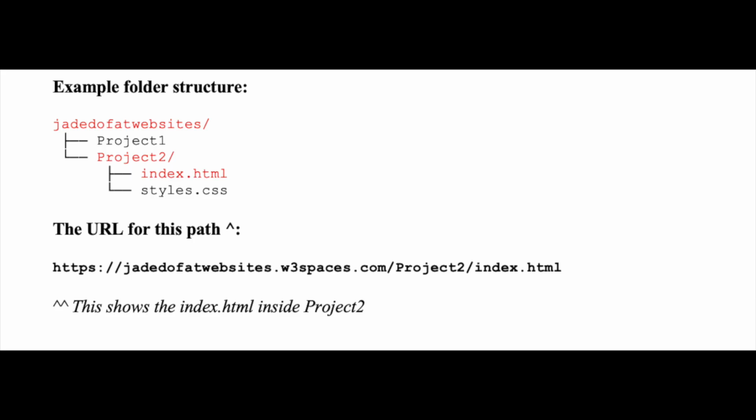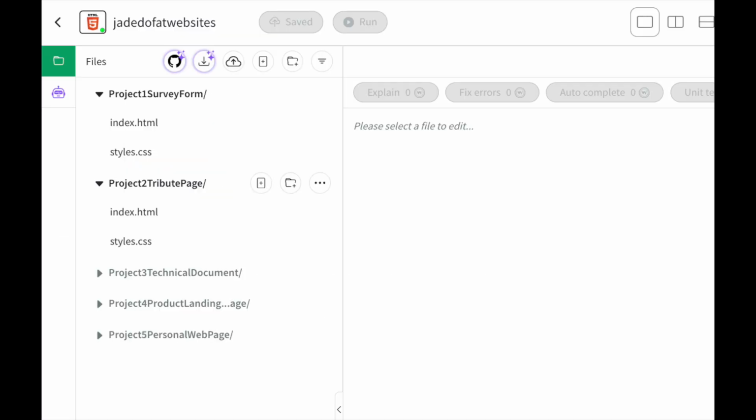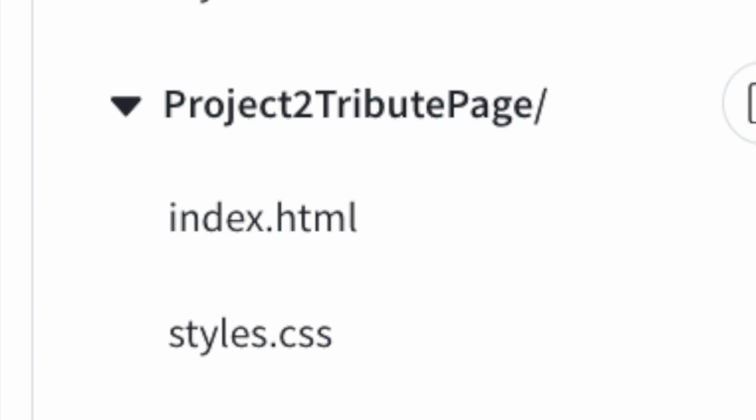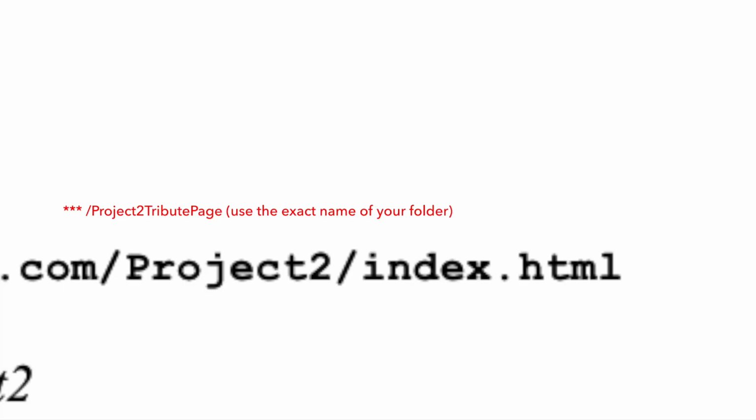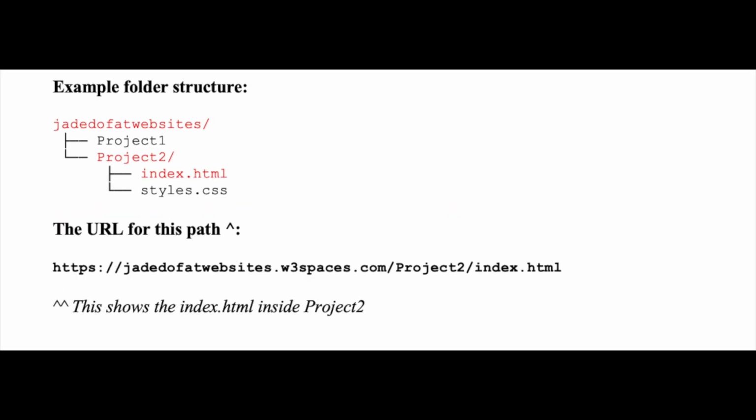So you can see the JDOFAT websites is my space. I have Project 1, Project 2, and so on. But if I want to submit my HTML file from Project 2, my URL is going to be jdofatwebsites.w3schoolspaces.com/project2/index.html. This shows that the HTML inside Project 2 is the one I'm going to be submitting.